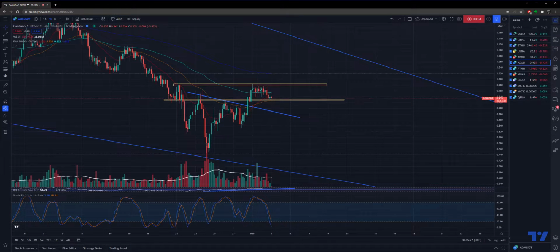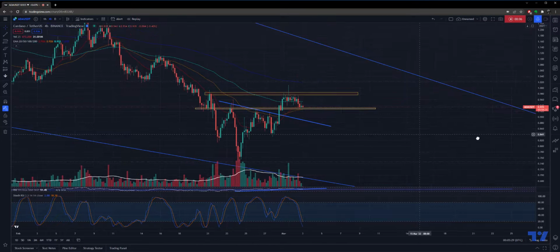Now, what is happening with ADA? Let me actually close this. Here we go. Now, what is happening with ADA? As you can see, I'm using the 4-hour time frame, and the situation is looking great.